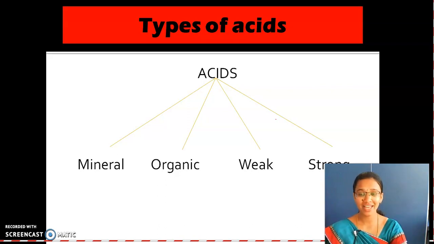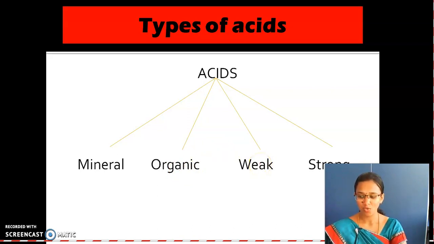Where are these mineral acids found? The mineral acids are found in the rock crust inside the earth. Mineral acids are found in the earth crust. And then the next one is organic acids. They are produced in plants and animals. Organic acids are produced in plants and animals.